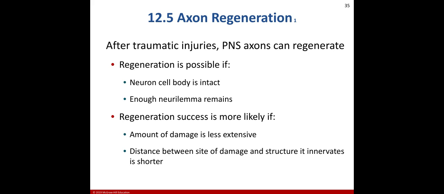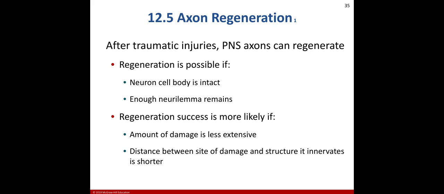Okay, so here's where we'll get into axon regeneration. We said before that most nerve tissue, once it's damaged and dead, that's it. That being said, there are some axons and nervous tissue that we can have regeneration in. After traumatic injuries, peripheral nervous system axons can regenerate if the neuron cell body is still intact and there is enough neurolemma remaining.